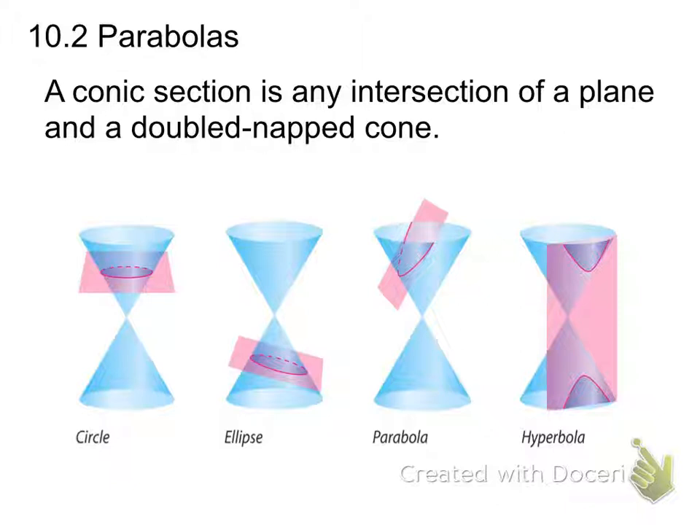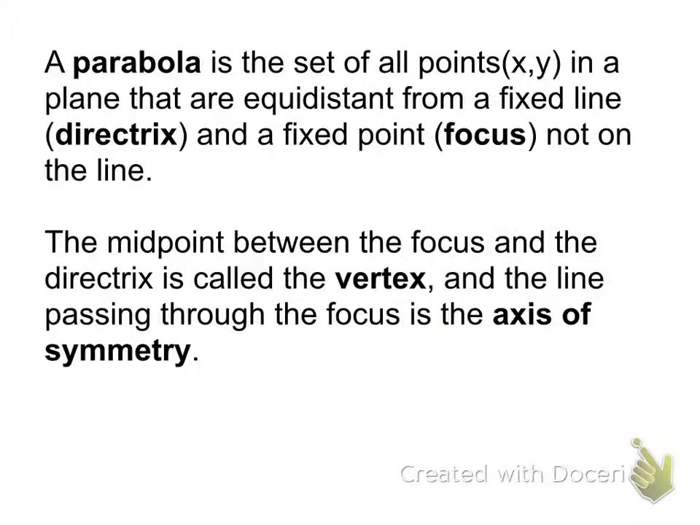So in this section, we're going to mainly be looking at parabolas, how to graph them, and how to write the equation of parabolas given different information. A parabola is the set of all points x and y in a plane that are equidistant from a fixed line called the directrix and a fixed point called the focus that are not on the line. The midpoint between the focus and the directrix is called the vertex, and the line passing through the focus is the axis of symmetry.